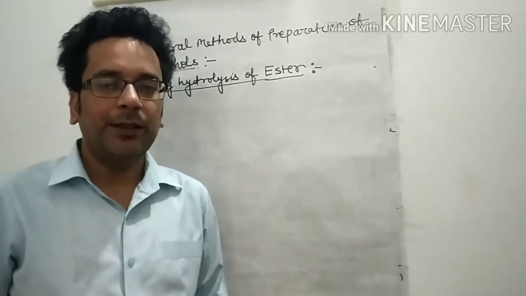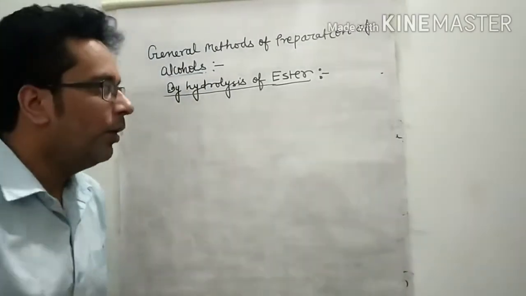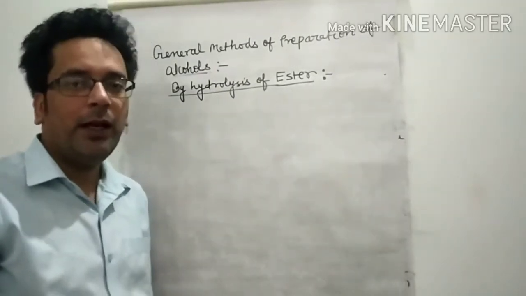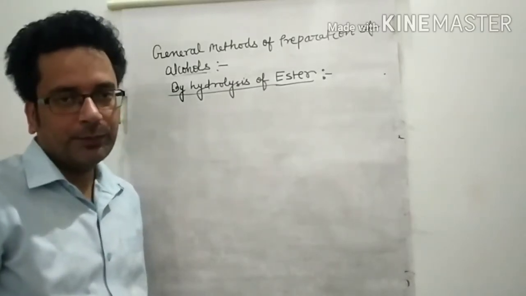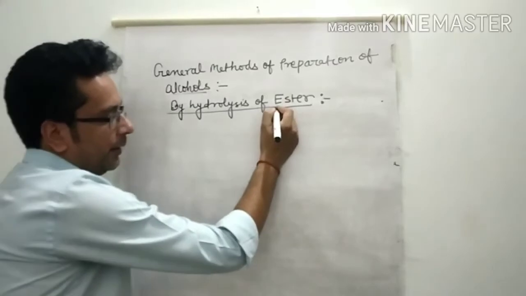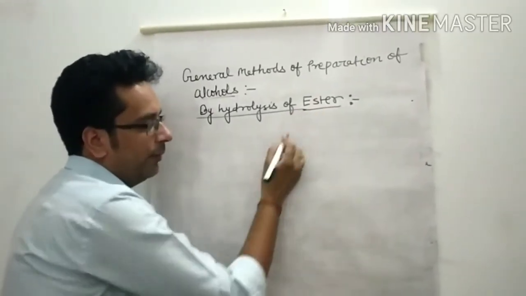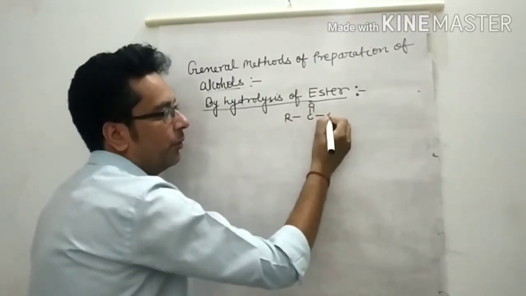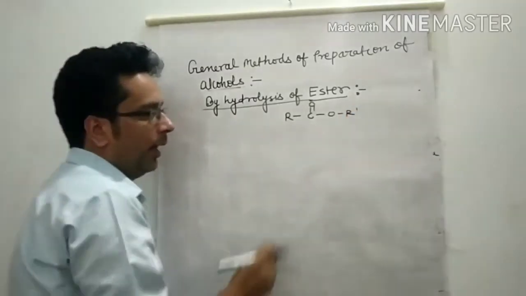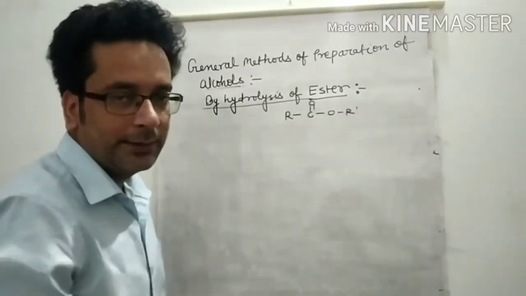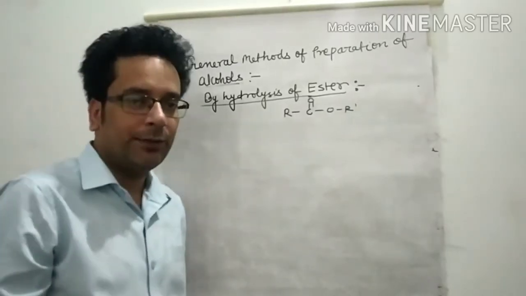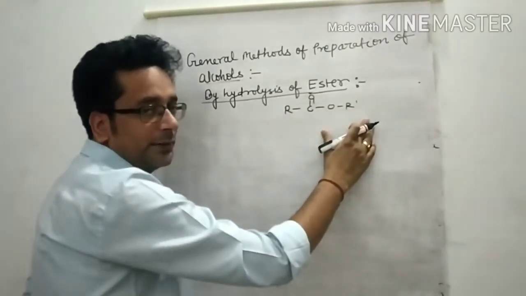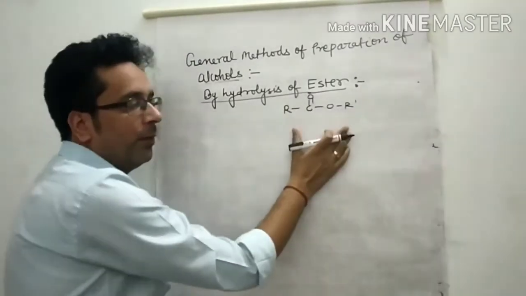Now next method, by the hydrolysis of ester. Now look here, what is ester? Ester is formed by the reaction of alcohol and carboxylic acid. Now the general formula of ester is RCOOR'. R is an alkyl group, maybe the alkyl groups are the same or different. Now when this reacts with water in the presence of alkali, it forms alcohol.